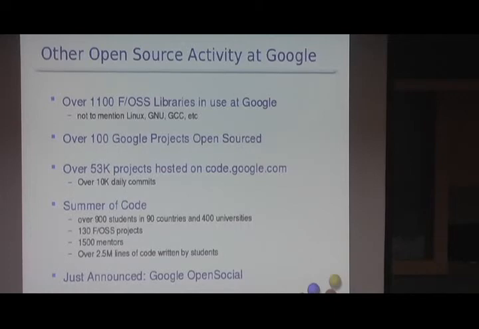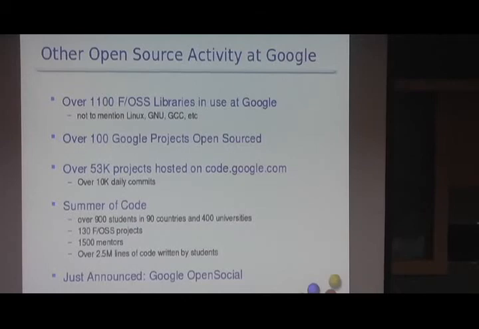At Google we use a lot of free and open source software. In Google data centers, it's almost all open source stuff. We have over 1,100 free and open source software libraries that we're using in Google Code to provide all the services that you guys are used to. And this isn't even counting Linux, GNU, GCC, etc. All production servers at Google are based on Linux, which is kind of awesome.